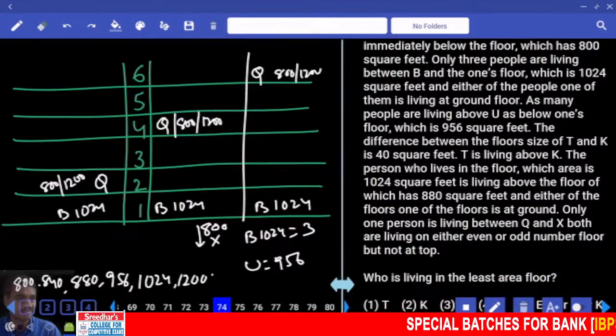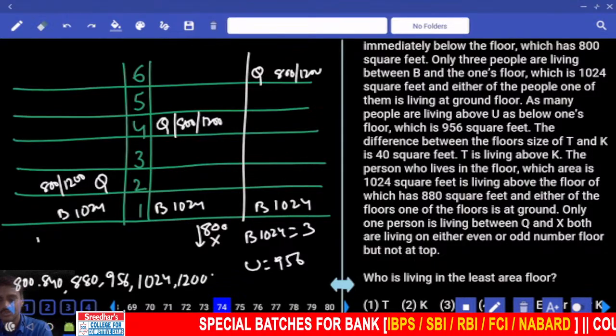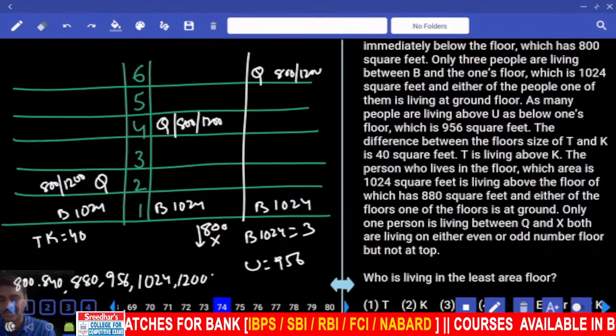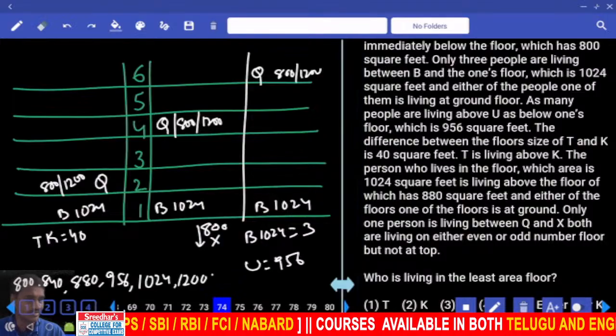And the difference between the areas of the floors of T and K is 40. How many possibilities? 2 possibilities. T and K differ by 40: either 800 and 840, or 840 and 880. Then T is living above K.